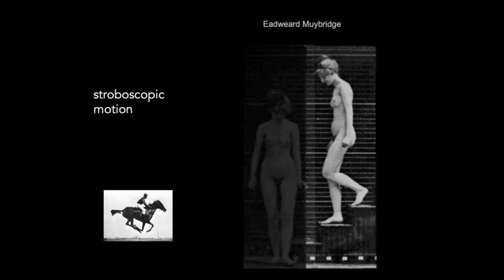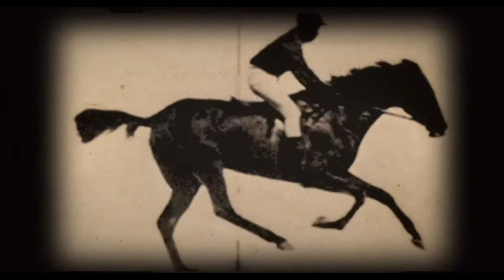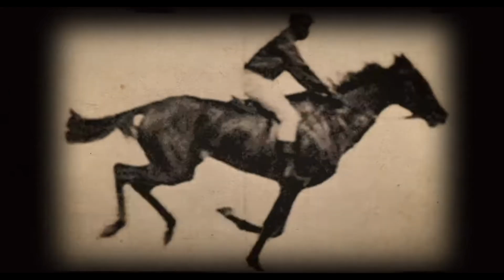Stroboscopic motion: two or more static images in quick succession to show movies. This is Eadweard Muybridge. In 1879, there was a debate going on as to whether or not all four of a horse's legs ever touched the ground at the same time.